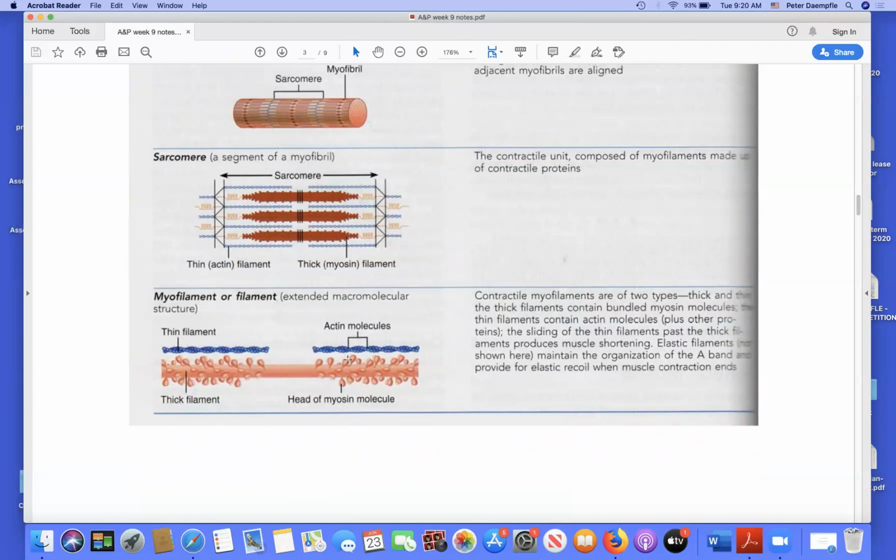Myosin has little heads that want to touch the actin. And that's how the muscle moves. The little myosin head attaches to the thin actin molecule, and it swivels and pulls it together. And I will tell you about that in just a moment.